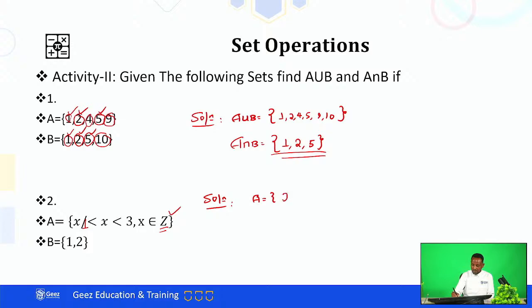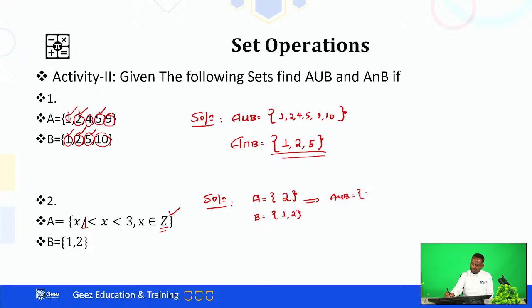Then you are asked to find A union B. A union B means the set which contains either A or B. The set which contains elements that belong to either A or B.